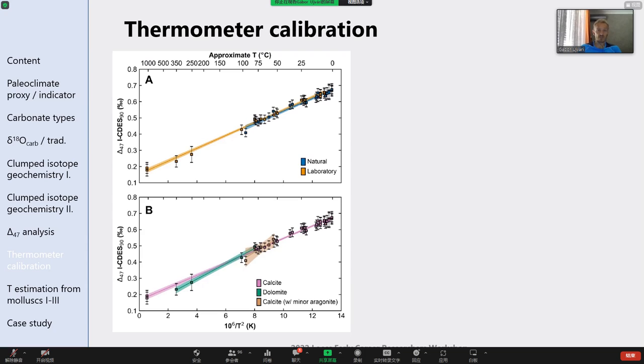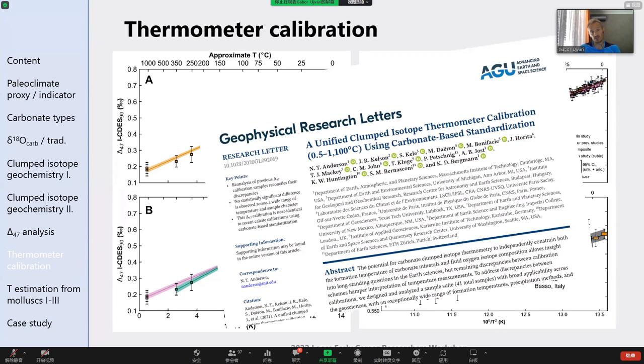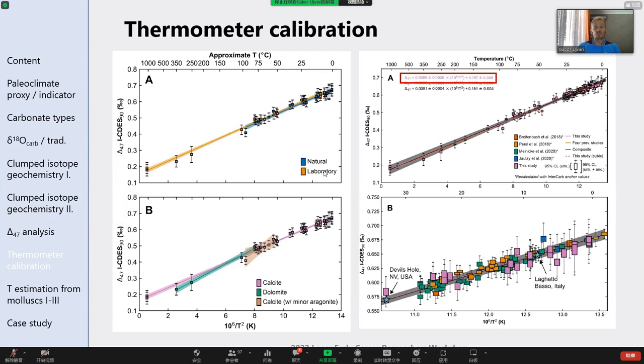To calculate temperatures from these delta 47 values, of course, we need calibrations for this thermometer. And I would like to show you only the latest calibration, which was published in Geophysical Research Letters in 2021 by Anderson and others. They call this a unified clumped isotope thermometer, which can be used between 0.5 and 1100 degrees Celsius. And these authors used both natural carbonates and laboratory-grown carbonates to define these calibrations. They also considered different mineralogies like calcite, dolomite, and calcite with minor aragonite to construct this calibration.